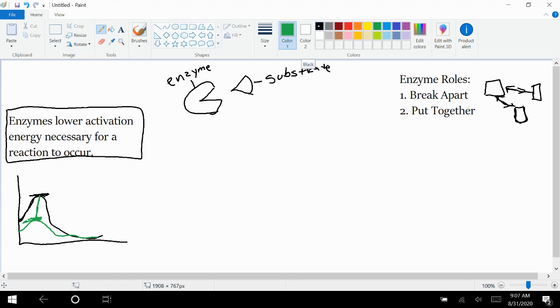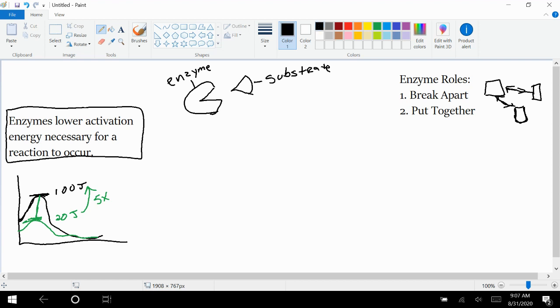So let's say the original reaction took 100 joules of energy. Joules is just a measurement, a unit we use for energy. And down here with the enzyme, we only need 20 joules of energy. Well, what that means is that I can actually do this reaction 5 times with the same amount of energy it would have taken for just one time without the enzyme. And this is just an example. They lower it quite a bit, so much so that without enzymes, we wouldn't actually be alive because reactions would take far too long to occur.